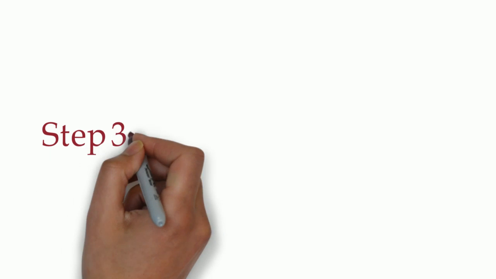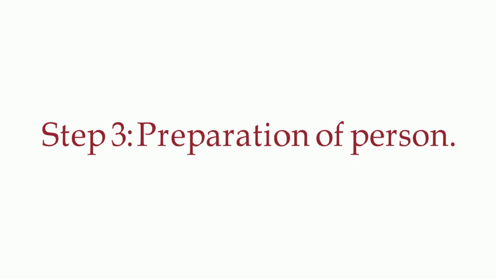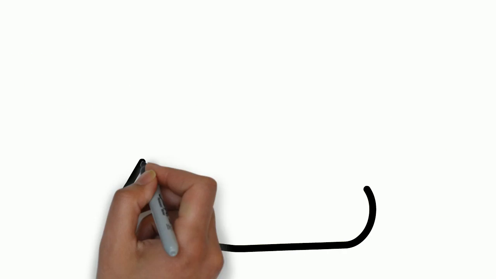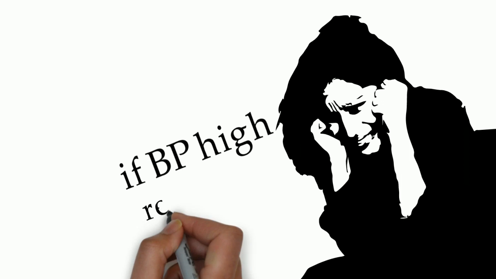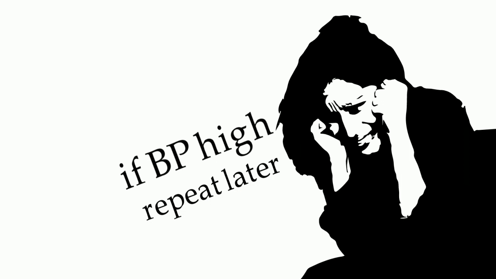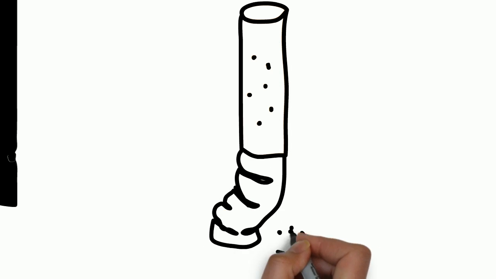Step 3. The next step is to ensure the person is prepared for having their blood pressure measured. But watch out. Sometimes people can come to screening programs suffering from pain, anxiety, or stress. Pain, anxiety, or stress elevate blood pressure. If the blood pressure readings are found to be high, blood pressure screening should be repeated later. The person should not smoke in the screening location.